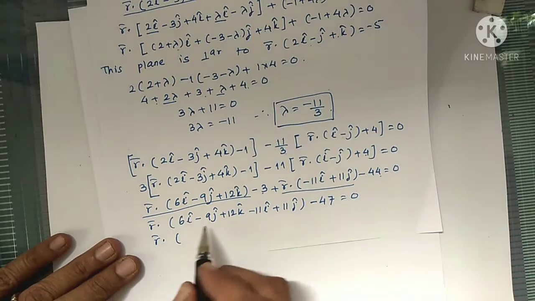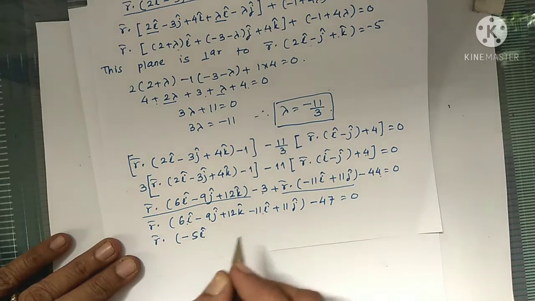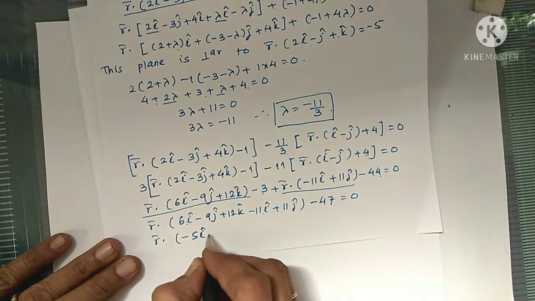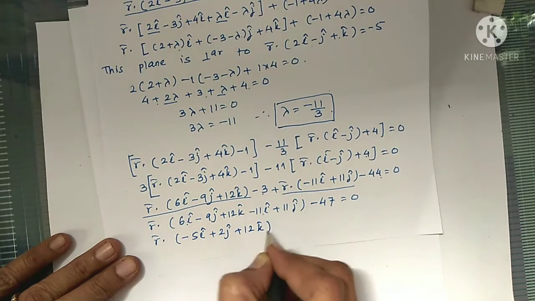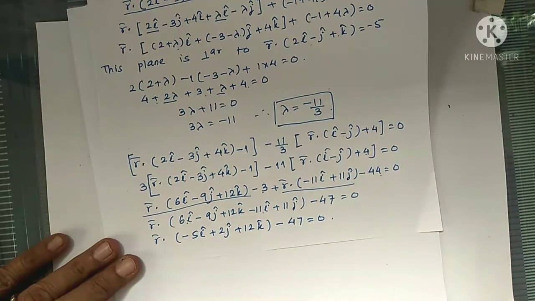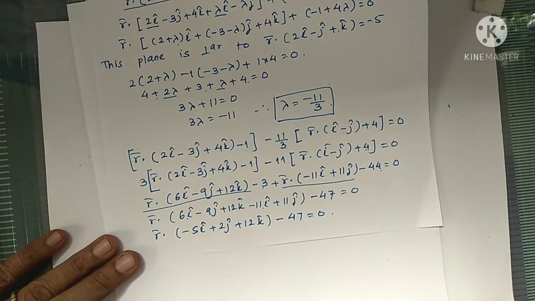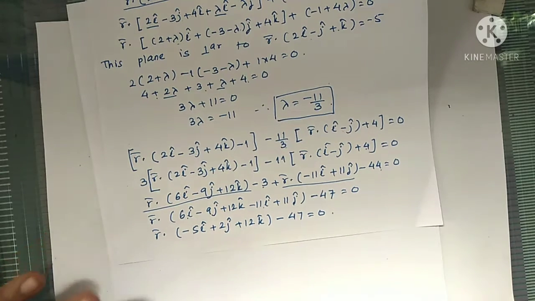So r bar dot, now 6 minus 11 is minus 5 i cap, minus 9j plus 11j is plus 2j cap, plus 12k cap, minus 47 equal to 0. So this is the required equation of the plane. If you want to make the first term positive, we can multiply all the terms by minus 1. So this will be 5i minus 2j minus 12k, and this will be plus 47. As the vector equation is asked, this is our answer.